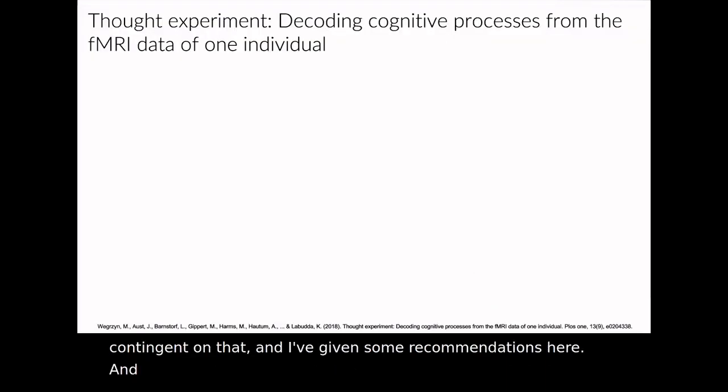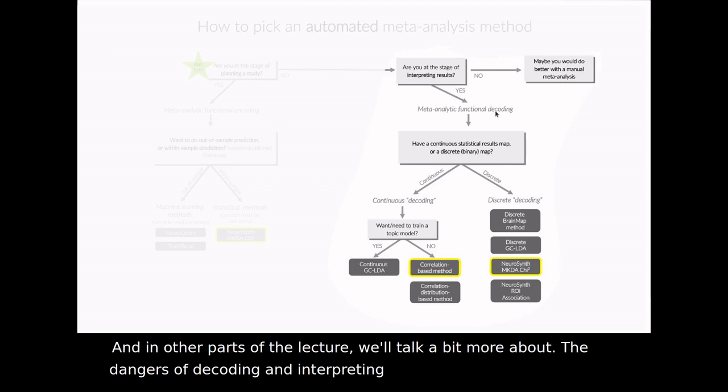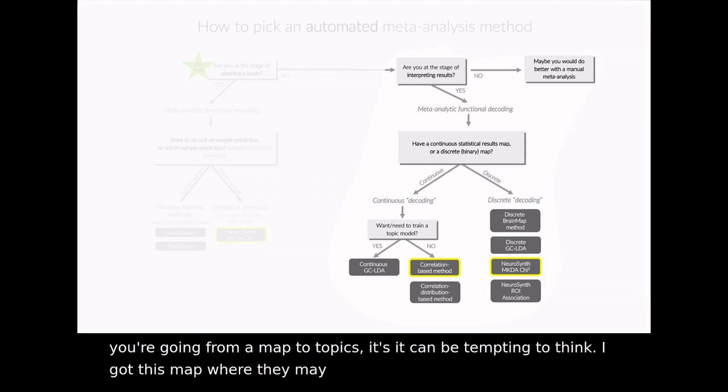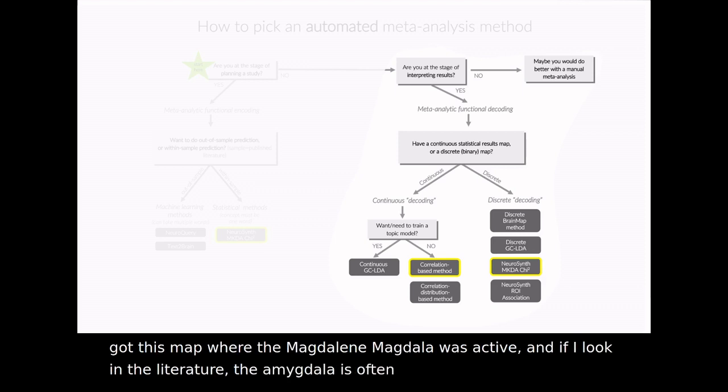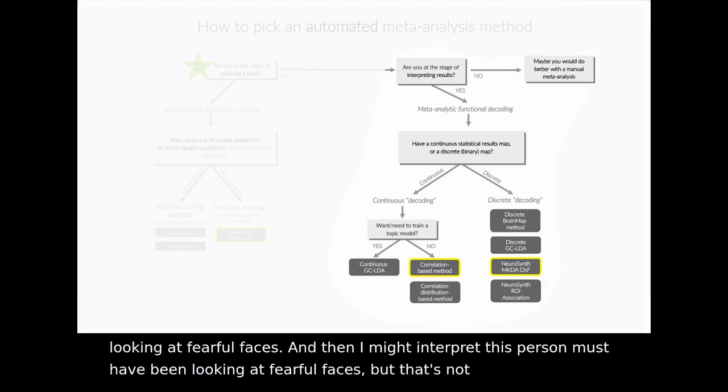And in other parts of the lecture, we'll talk a bit more about the dangers of decoding and interpreting decoding, because when you're going from a map to topics, it can be tempting to think, well, I got this map where the amygdala was active, and if I look in the literature, the amygdala is often active during, I don't know, looking at fearful faces. And then I might interpret, oh, this person must have been looking at fearful faces, but that's not necessarily the case.